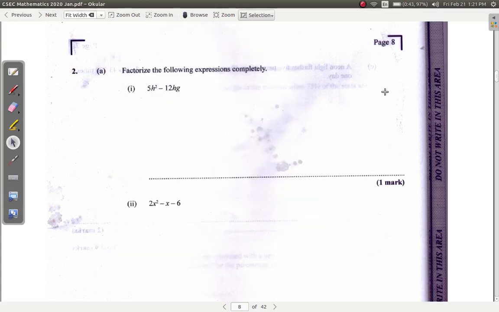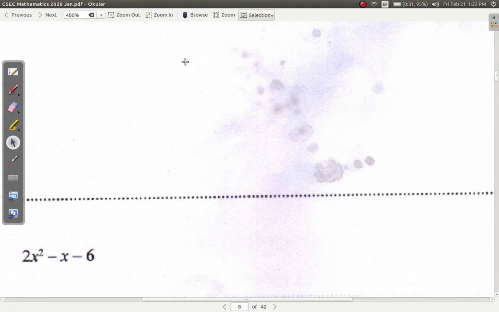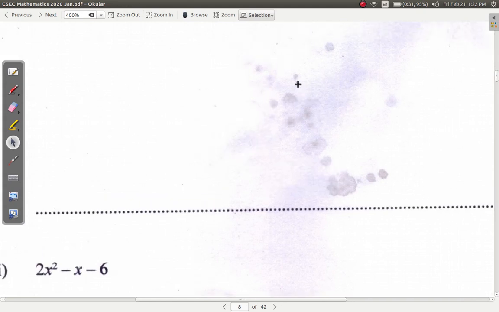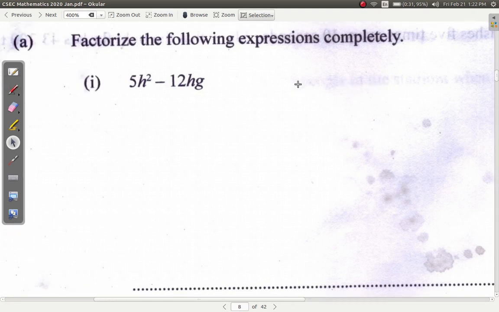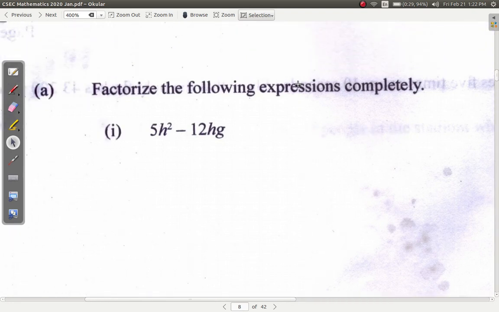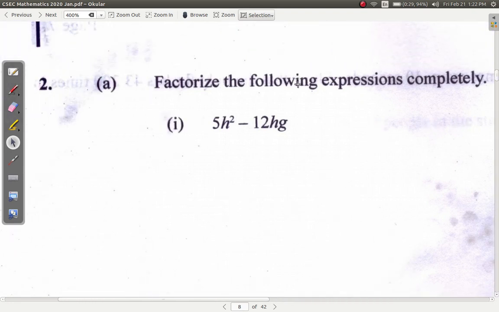Let us look at question 2A of the January 2020 past paper. Factorize the following expression completely. Let me get it a bit larger. Zoom in a bit. Okay. Factorize the following expression completely.